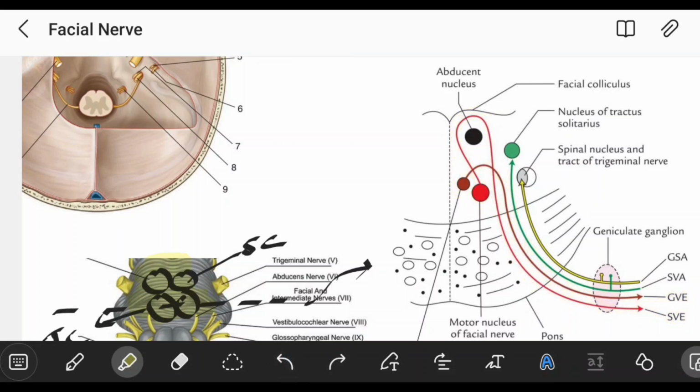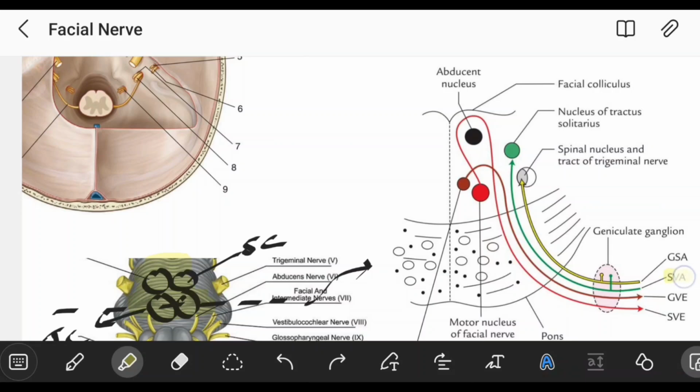Then the sensory supply. Now it's very important. The first two that I highlighted were motor supply, that will send impulses from, let's say, the brain to the face. But sensory will supply from the face to the brain. Now the brain, which I'm using as a term over here, is nothing but the pons. Just to make things easier, I'm using it as brain.